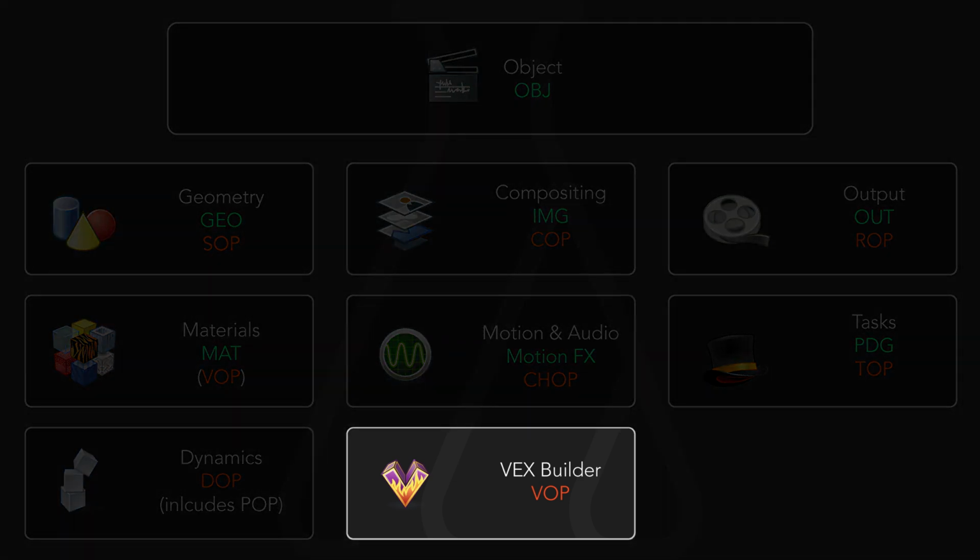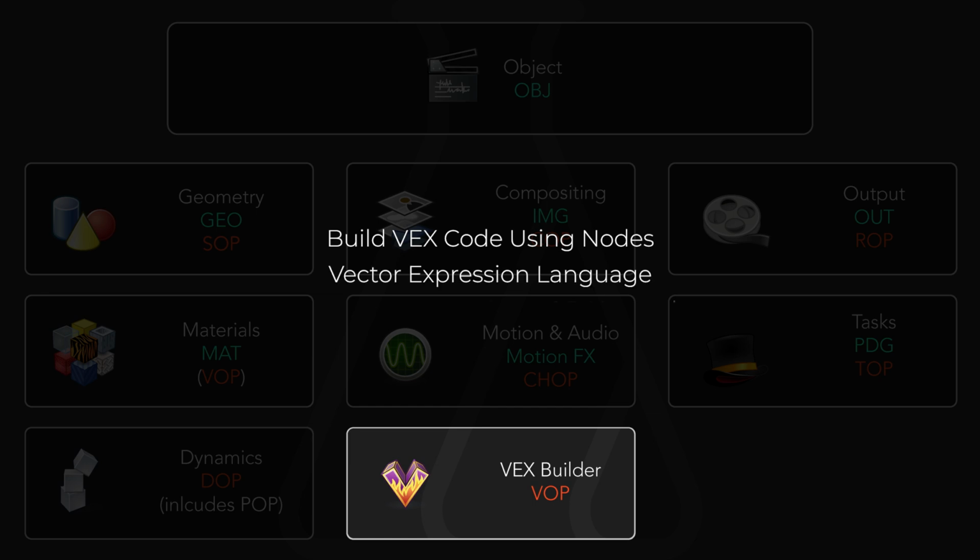A VOP network gives us a toolset to build VEX code in a visual node-based way. VEX is a programming language; vector expression language is what VEX actually stands for. The VEX language is native to Houdini, and it was originally developed for shader building. In fact, the material context is essentially a VOP network.